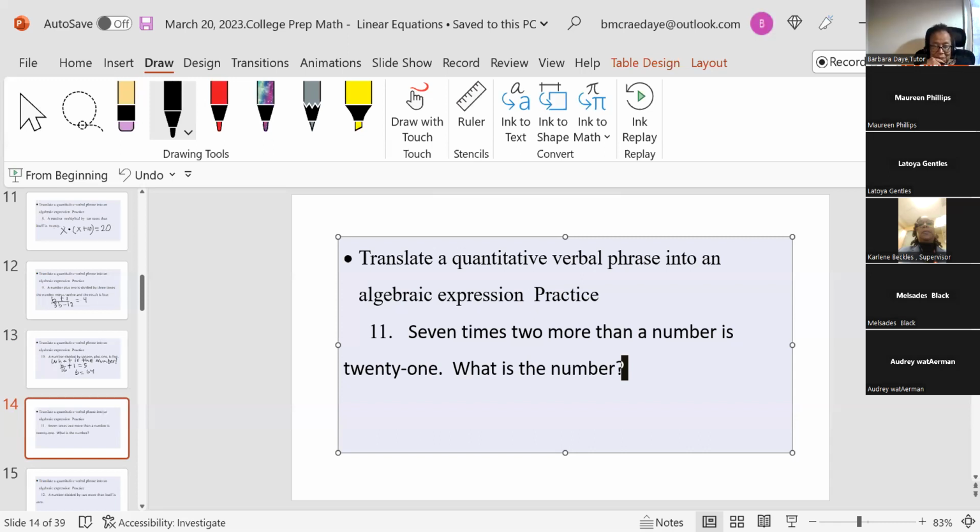Anybody got the number? Mercedes, you have the number? I maybe have the number. 3. Nope, not 3. Did you translate this to the algebraic? Maureen, when you translate this to the algebraic, what did you get? I get 7 times 2 more a number. Tell me what to write.